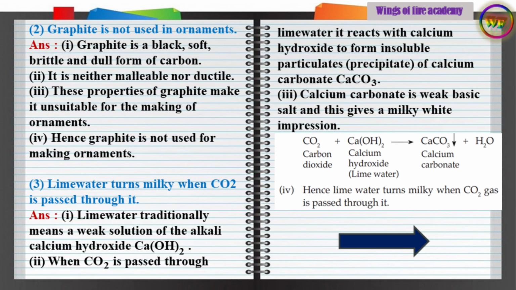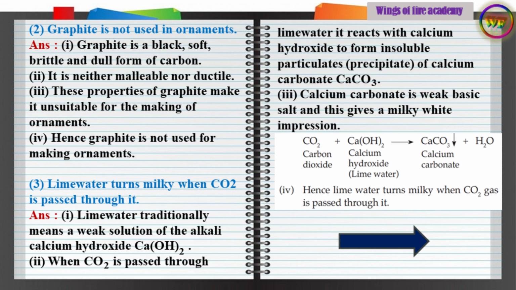2. Graphite is not used in ornaments. Answer. 1. Graphite is a black, soft, brittle and dull form of carbon. 2. It is neither malleable nor ductile. 3. These properties of graphite make it unsuitable for the making of ornaments. 4. Hence graphite is not used for making ornaments.